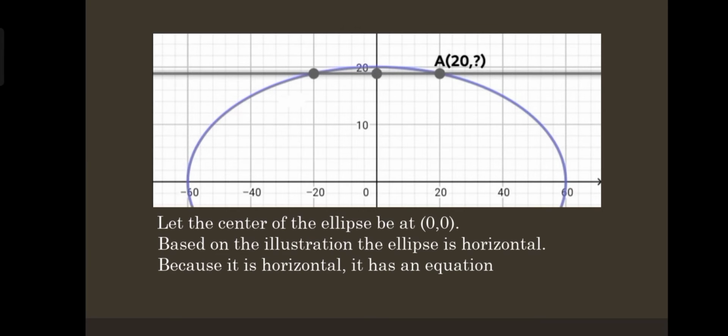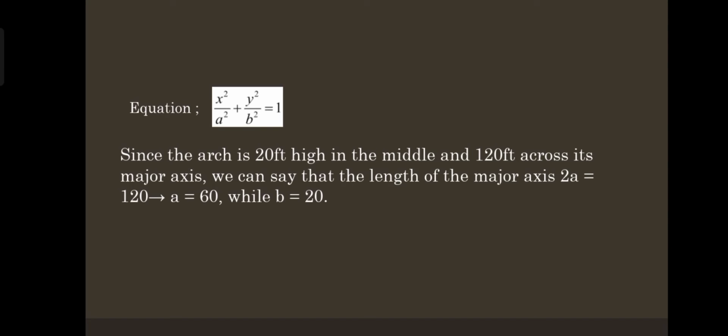Based on the illustration, the ellipse is horizontal. Because it is horizontal, it has the equation x squared over a squared plus y squared over b squared is equal to 1. Since the arc is 20 feet high in the middle and 120 feet across its major axis, the length of the major axis is 2a, which is 120. If 2a is 120, that implies that a is 60, while b is equal to 20, because it is the distance from the center to a co-vertex.